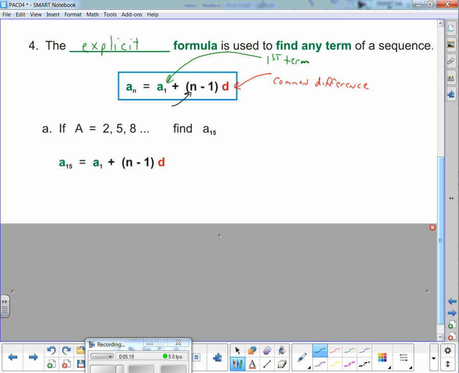That's the idea. So if they give you a sequence and they say find like the 15th term, the 80th term, the 13th term, the 75th term, we're going to use the explicit formula. All right, so I wrote the explicit formula. Notice right off the bat that I wrote A sub 15.